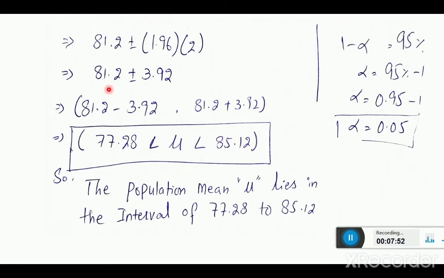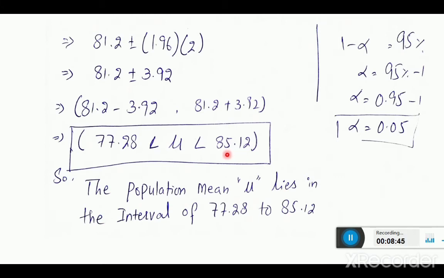Think about 81.2 and 3.92. These are two numbers, once it is plus and once it is minus. 81.2 minus 3.92, write this in the lower limit, and 81.2 plus 3.92, write this in the upper limit. Once you subtract and once you add. 81.2 minus 3.92 you will get 77.28, and 81.2 plus 3.92 you will get 85.12. What does it mean?